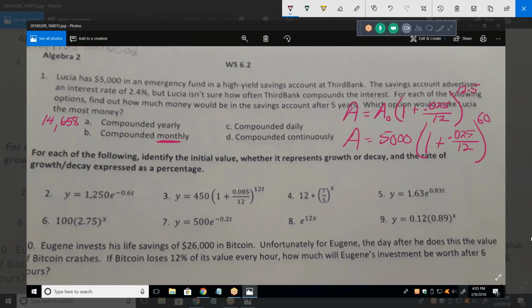Here you might have to do 0.025 divided by 12 first, then add 1 to it, and take it to the 60th power, and multiply by 5,000. 1.008 to the 60th power, times 5,000. Okay, so 5,663. Okay, can that be right?